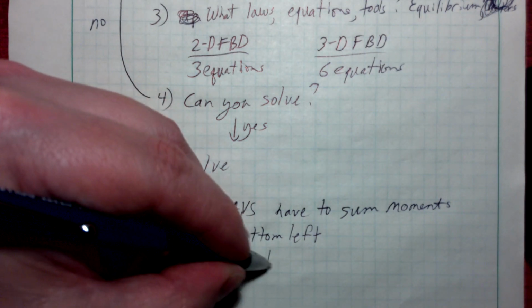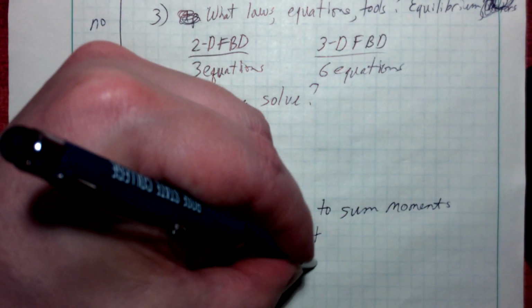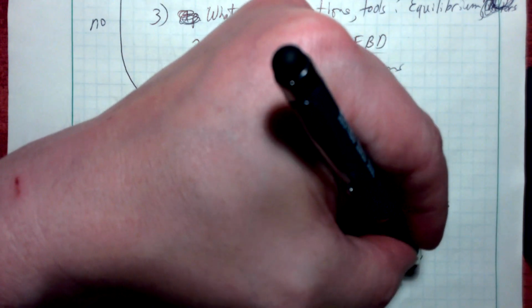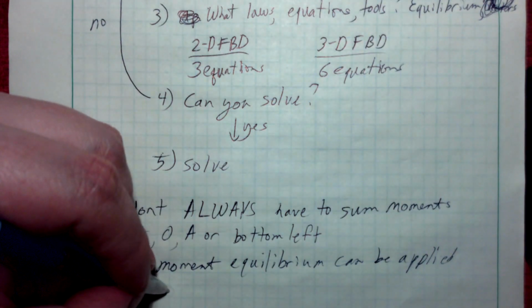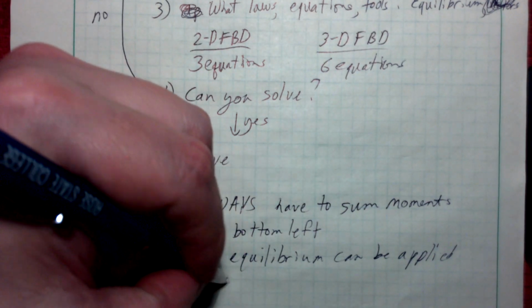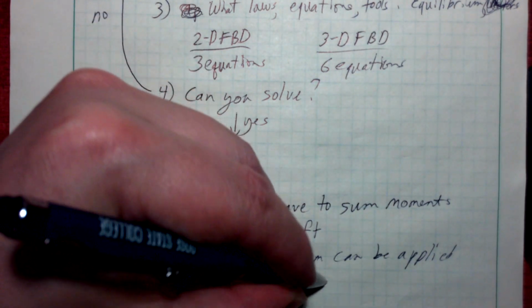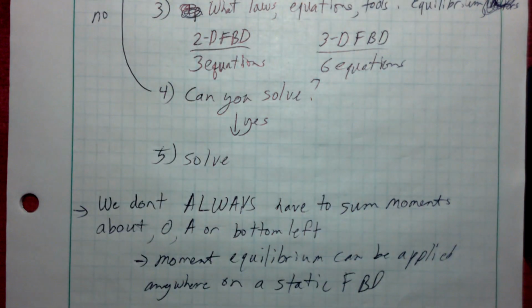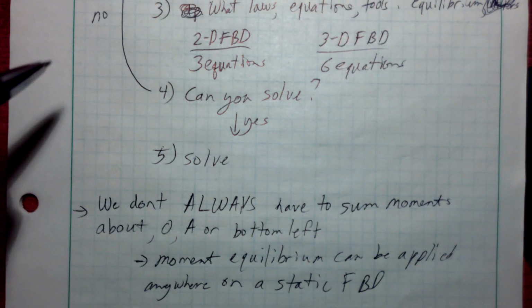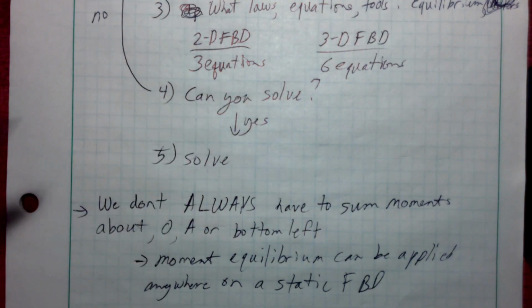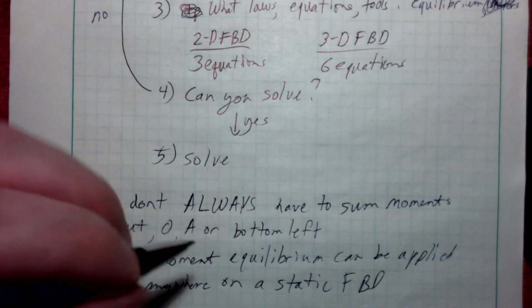moment equilibrium, right? Summing the moments and setting it equal to 0. Moment equilibrium can be applied anywhere on a static free body diagram. If your free body diagram is not accelerating, its motion is not changing, then you can apply equilibrium and set the moment equal to 0 and add up all the moments. You can do that to any point on a 2D body diagram, and in 3 dimensions a lot of times we'll go about the x, y, and z axis, but you can apply it about any point or any axis in 3 dimensions, and the sum should still be 0 for a static free body diagram.